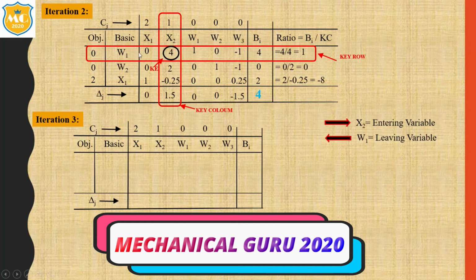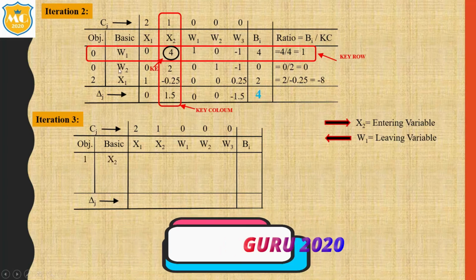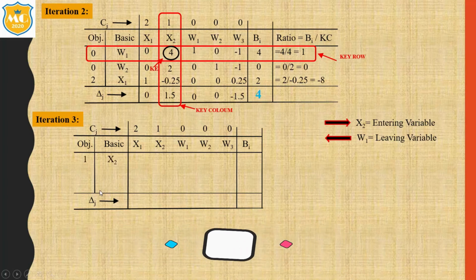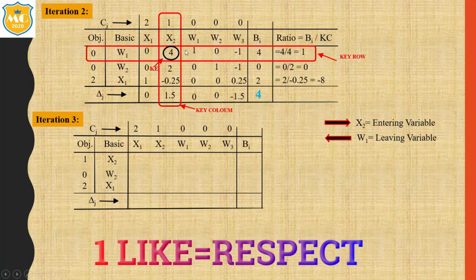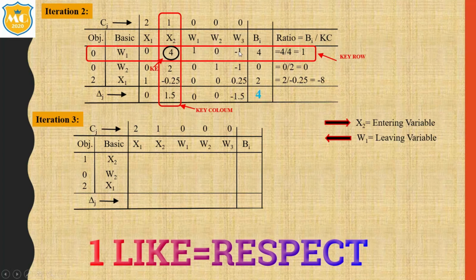So first we have to replace this value. So 0 W1, in that we have to write down 1 X2. Remaining variables, that is W2 and X1, as it is. Similarly, cost is as it is. So first we have to replace this key row value by using same equation. So 0 divided by 4, 4 divided by 4, 1 divided by 4, similarly 4 divided by 4. So here we get the 0, 1, 0.25, 0 minus 0.25 and 1.